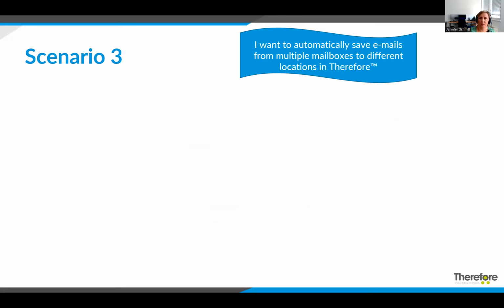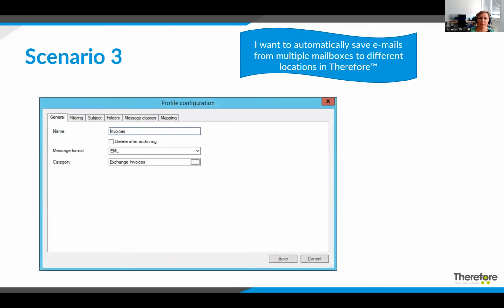How is this configured? This type of scenario needs to be configured by an administrator in the connector settings. The way I like to think of it is like a supercharged indexing profile because it gives you so many more options that are tailor-made for Exchange. So it starts off pretty simple. Just name your profile and choose where you want to save it in Therefore. Here's the name of the profile, invoices, and where do you want to save it, what category, Exchange invoices.